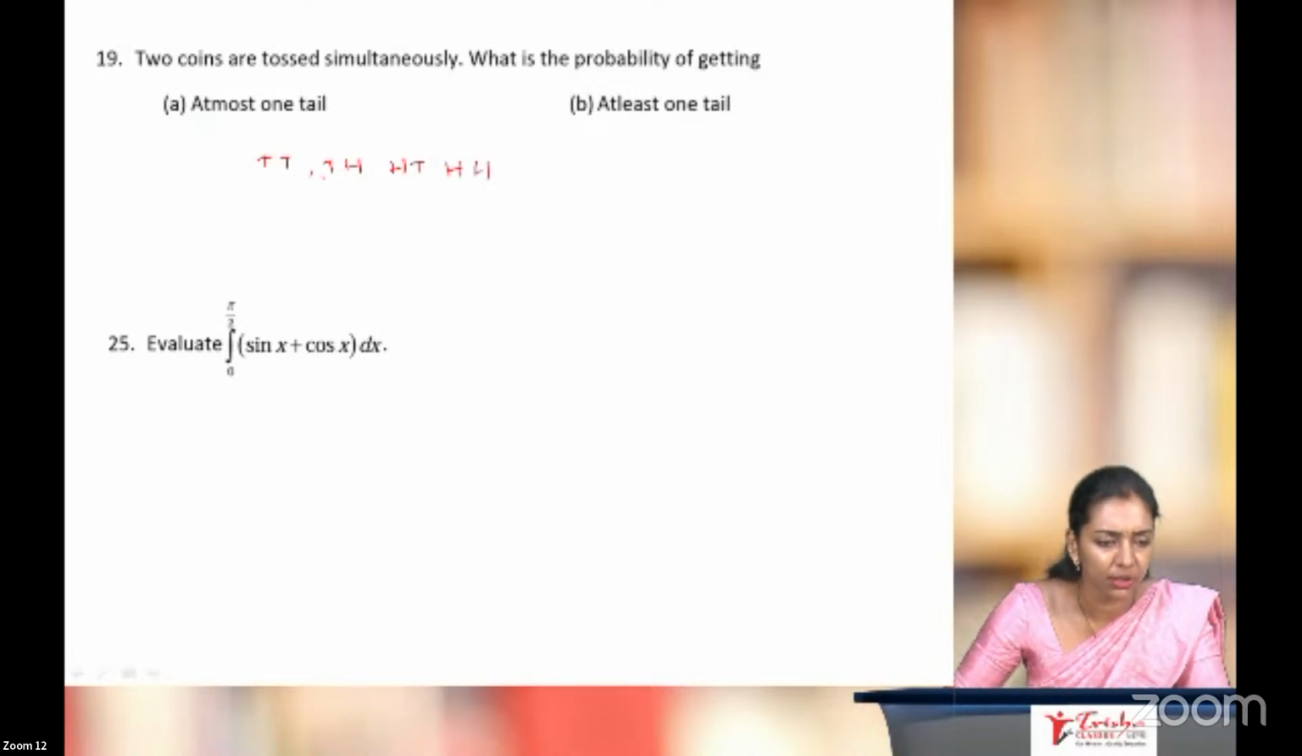Okay. Maximum is one tail. So, but you can have no tail also. Maximum is one tail. So 1, 2, 3. 3 out of 4.